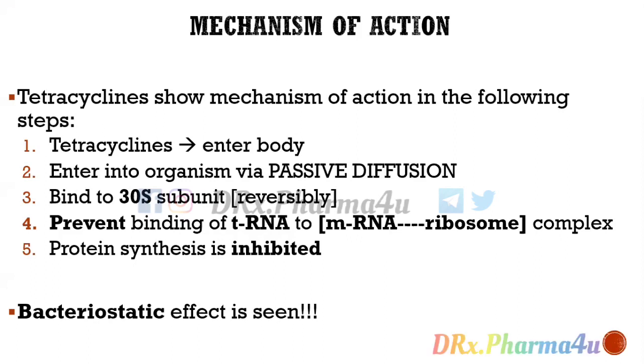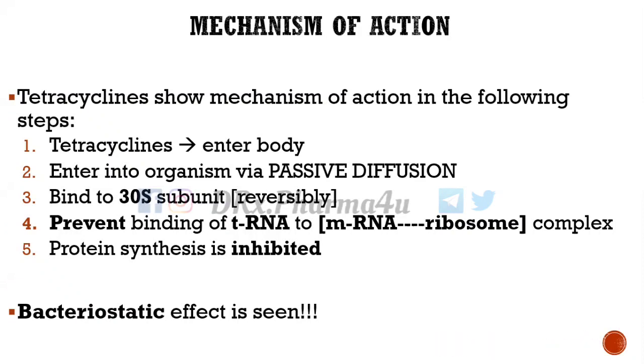Now, if you look at the mechanism of action, these are some steps written here, 5 steps in which tetracyclines show their mechanism. First, it enters the body through whatever route of administration. It enters into the susceptible organism via passive diffusion. Then it binds to the 30S subunit. As I told before, bacterial ribosomes have an upper 30S and a lower 50S. So it binds to the upper subunit, which is reversible in nature.